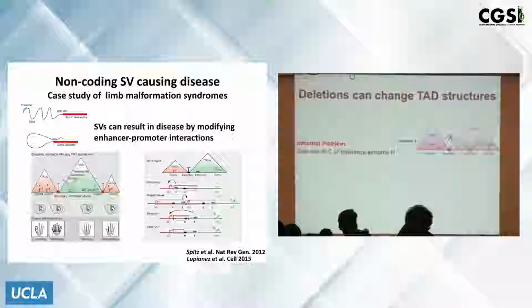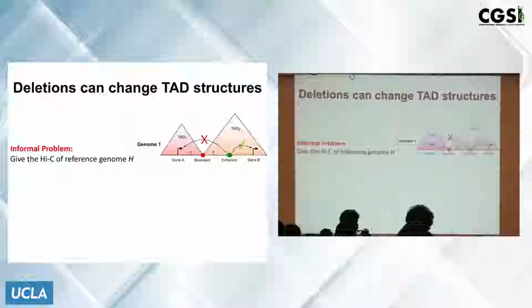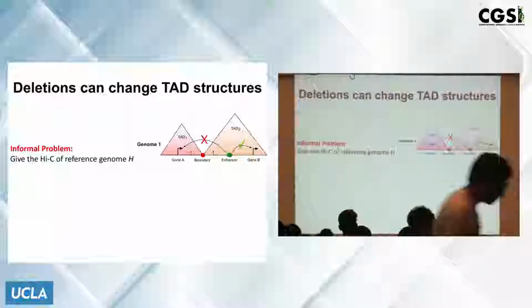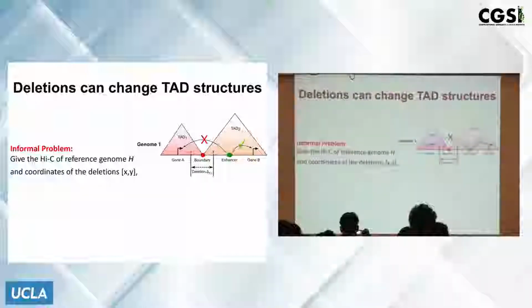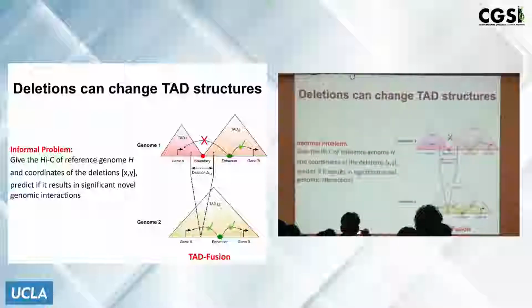Okay, so going back to our problem, we wanted to study more how specifically deletion can change the TAD structure, and we call that TAD fusion, because we have two TADs, similar to what we had with gene fusion. If we have a deletion of this boundary between X and Y, with this enhancer affecting this gene, we call this creation of a new TAD a TAD fusion. So we have the Hi-C in the genome H, which is unmutated. We have the position of the deletion between X and Y, which is potentially deleting a TAD boundary, creates a new TAD, and we call that a TAD fusion. And in this scenario, this enhancer is affecting this gene and potentially causes the disorder.